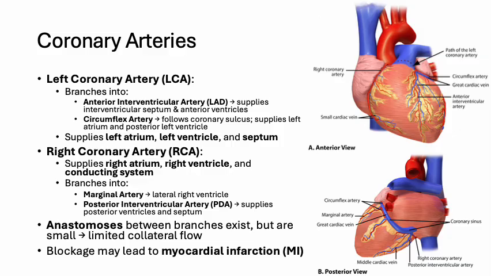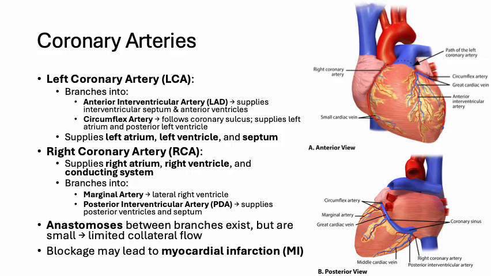On the right side, we have the right coronary artery, or RCA. It travels along the right coronary sulcus and sends off two major branches: the marginal artery, which serves the lateral side of the ventricle, and the posterior interventricular artery, also known as the posterior descending artery, the PDA, which supplies the posterior portion of both ventricles and part of the interventricular septum.